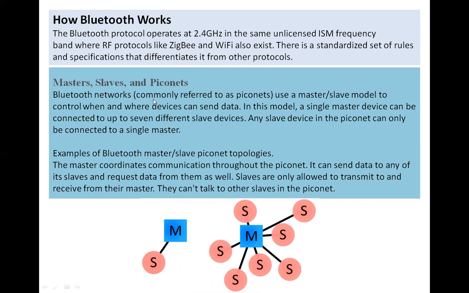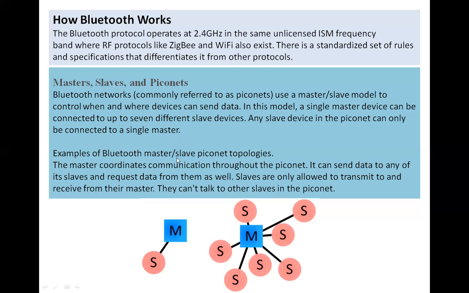Bluetooth networks, commonly referred to as piconets, use a master or slave model to control when and where devices can send data. In this model, a single master device can be connected to up to 7 different slave devices. Any slave device in the piconet can only be connected to a single master.